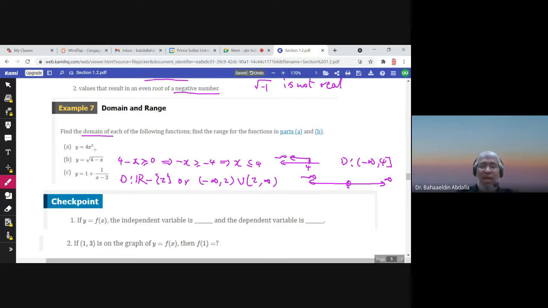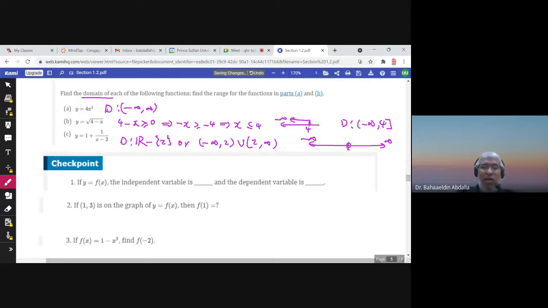While in A, I have no square root, no denominator, so the domain here would be from negative infinity to infinity, or just all real numbers.